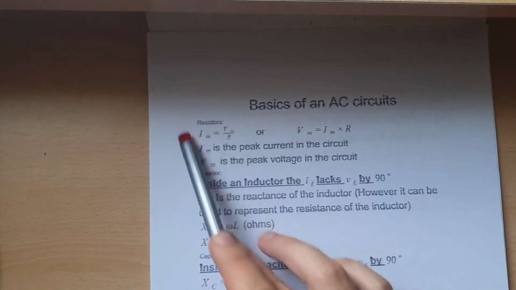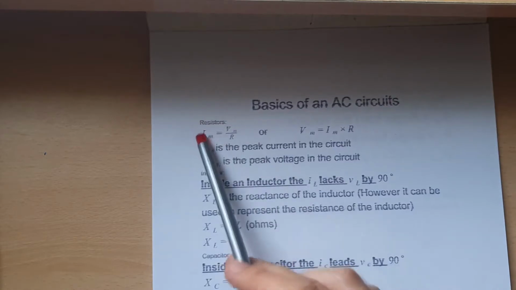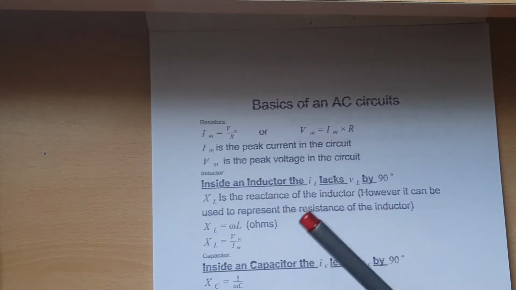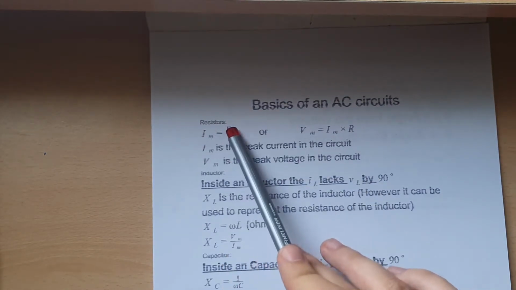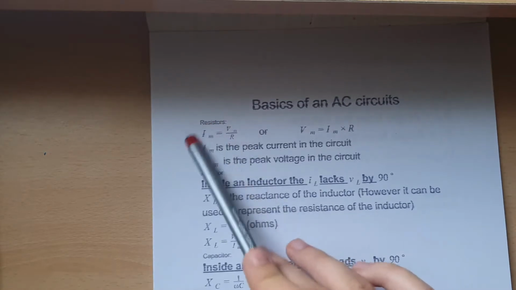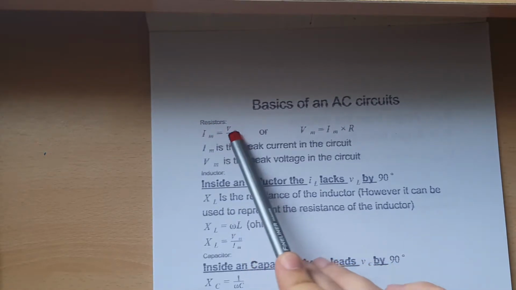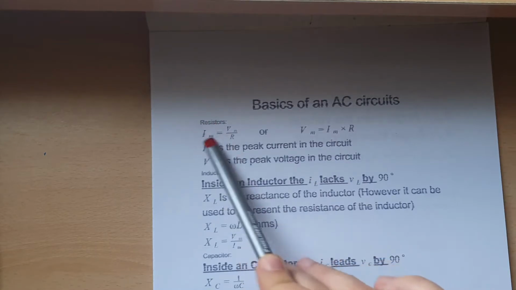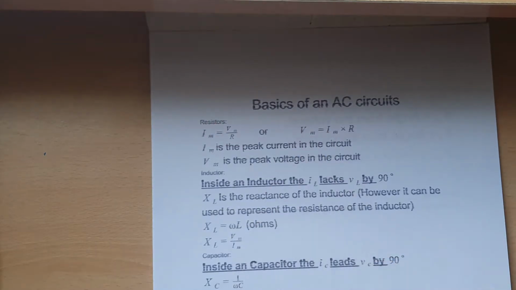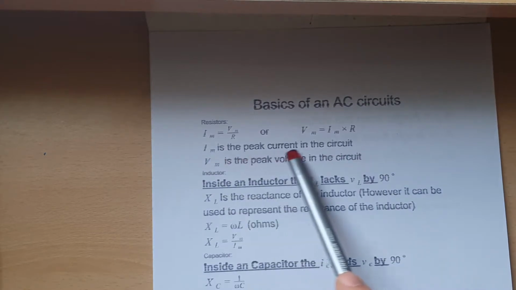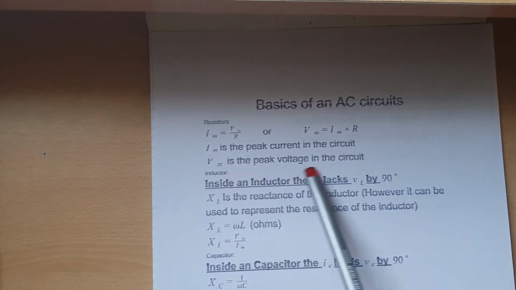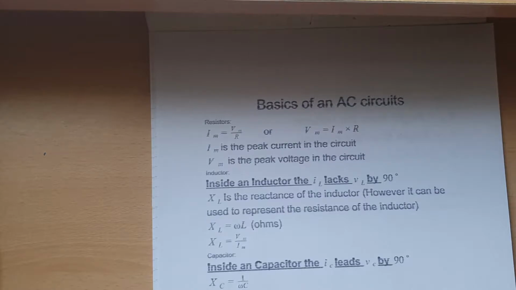First, resistors in an AC circuit. Well, they are pretty self-explanatory because they are normal resistors. You use the peak value of the voltage and the peak value of the current, and then you just divide it by the resistance. And so you get the peak current or you get the peak voltage, depending on what you want to know. And as I wrote here as well, IM is the peak current in the circuit and VM is the peak voltage in the circuit. Let's go to the next one, which is inductors.